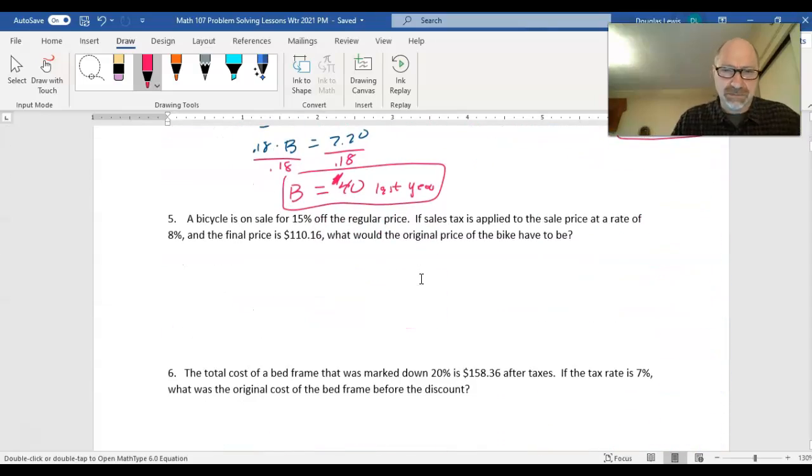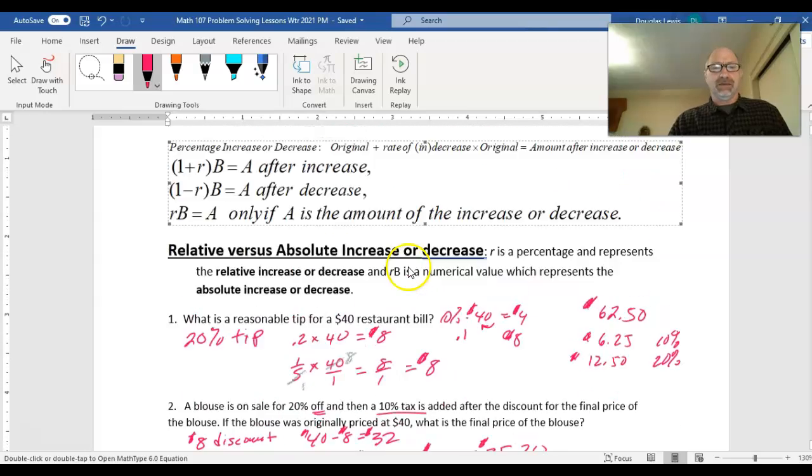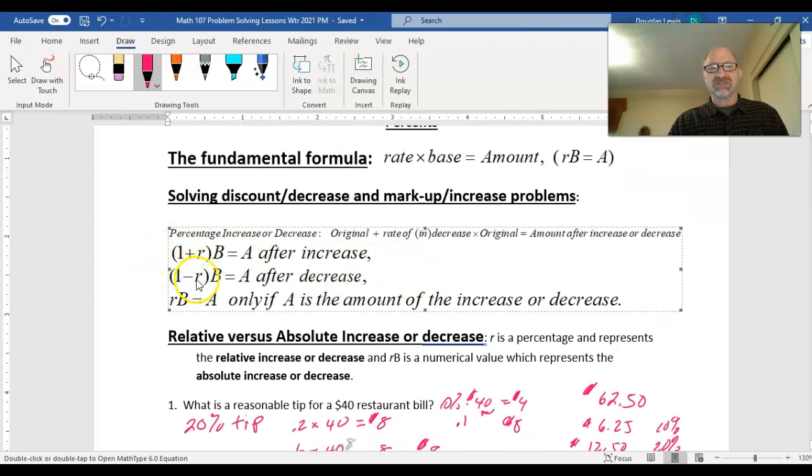So I'm just going to set this up. We're going to use this formula then. This formula, for a decrease, would be 1 minus the rate of decrease times the base will be the A, which is the amount after a decrease. So this is not the amount of decrease. This is the amount that you get after the decrease. And this A is the amount after the increase. So if you use the RB equals A, then this A has to be the amount of increase or decrease. But if you use the 1 plus R B or 1 minus R B, that means the A is what you get after an increase or after the decrease.